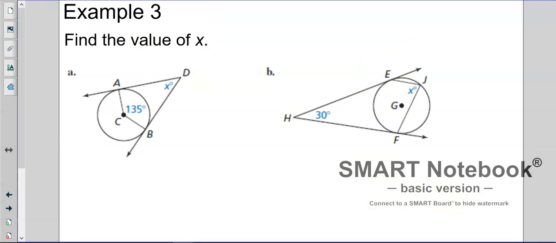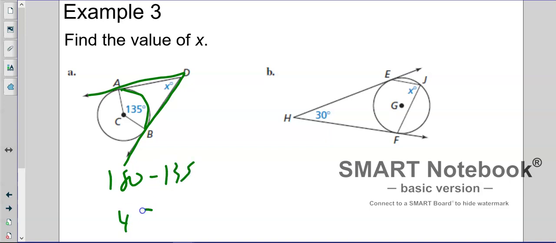Okay, so find the value of X. In this case, since we have these two tangents, the intercepted arc is 135. So we simply take 180 minus 135 and we get 45. So this is 45 right there. They're supplementary.